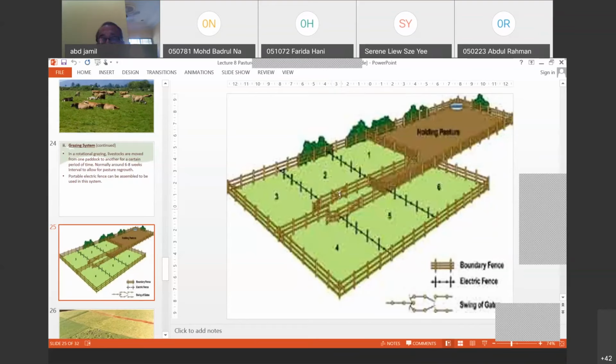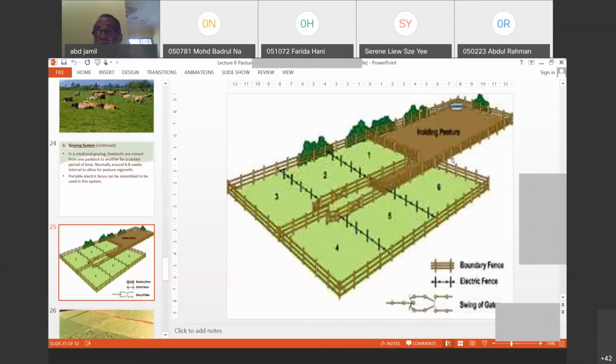After 1 week, bring the animal out, close this gate, open this gate, so the animal will go to this paddock. After that, close this gate, open this gate, so the animal will move out from paddock 3 to paddock 4, and so on. By closing one entrance here, you can regulate the passage of the animal from one paddock to another. So when you want to slaughter the animal, you can bring the animal here.